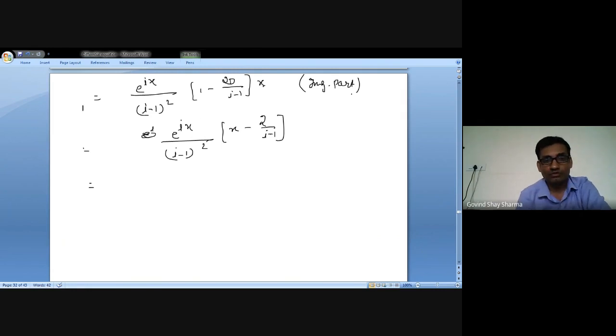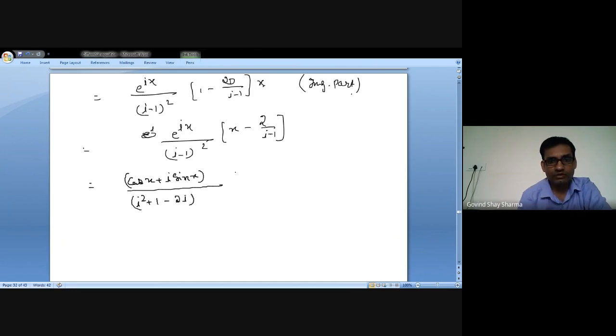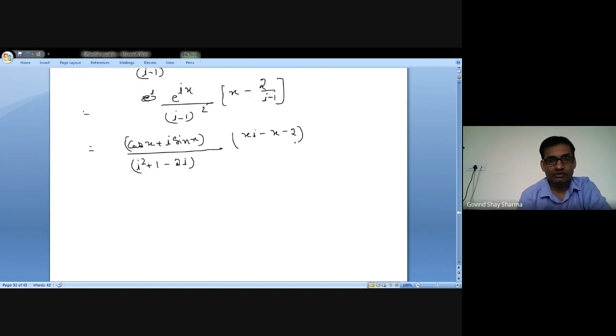Now e to the power iota x we can write as cos x plus iota sin x. Here iota square plus 1 minus 2 iota is in the denominator, and x minus 2 upon iota in the numerator. Since iota square is minus 1, the minus 1 cancels, so this becomes cos x plus iota sin x over minus 2 iota.